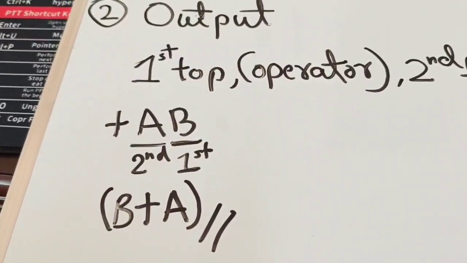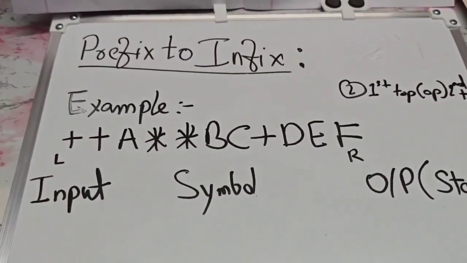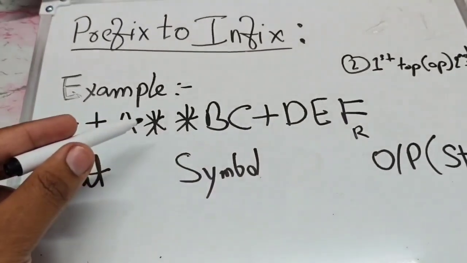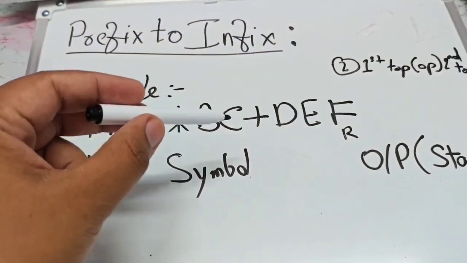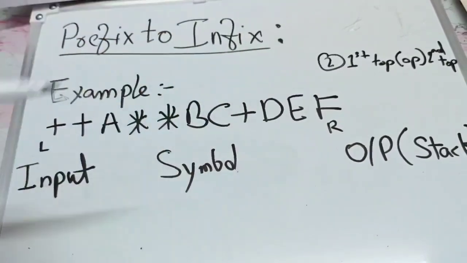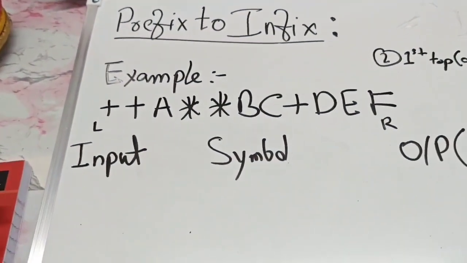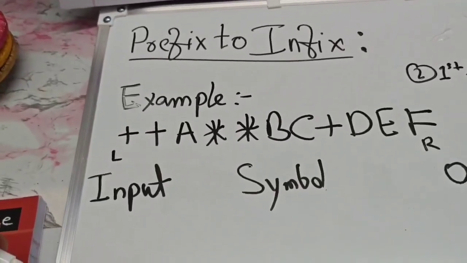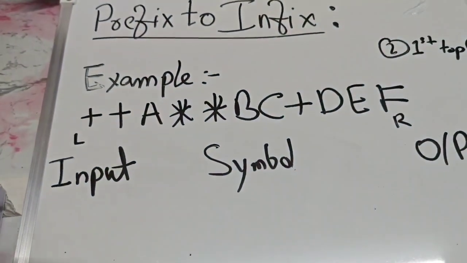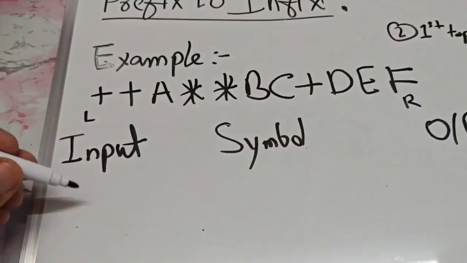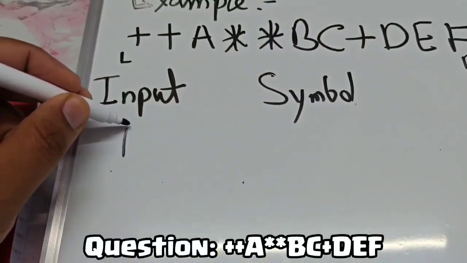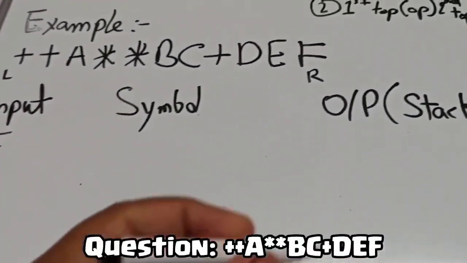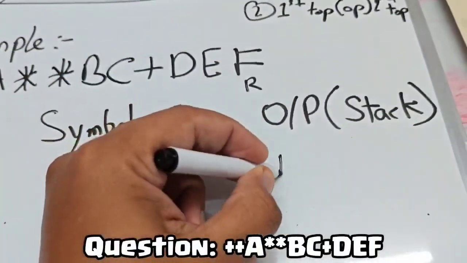So let's move on to a bigger example now. This is the example we have taken: plus plus A star star B C plus D E and F. As I said, the first rule is the direction, that is, from right to left. So the first thing that will come is F. Here I have to write input F, then it is not a symbol, so I leave it blank, then the output will be the same as F.